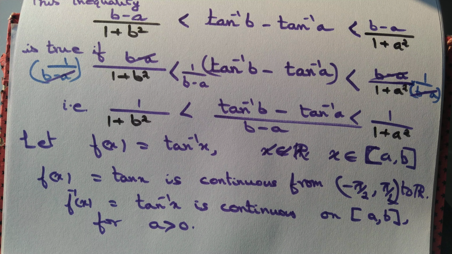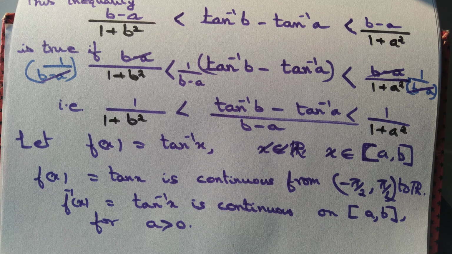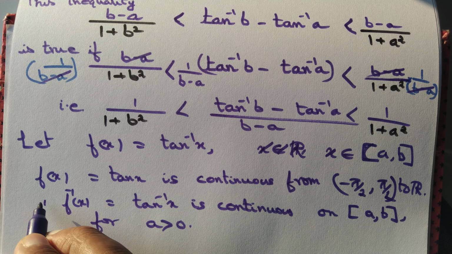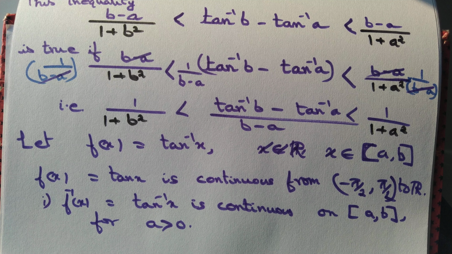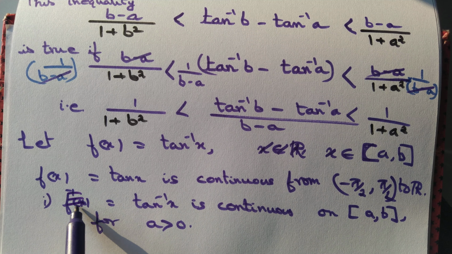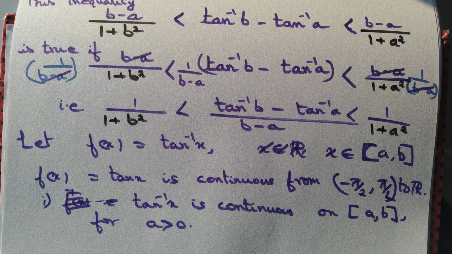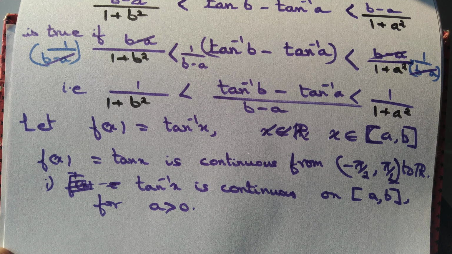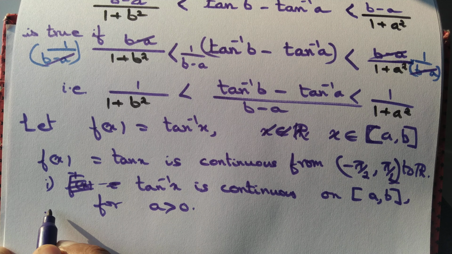So for applying Lagrange mean value theorem, we should make sure that the function is continuous, and we got the first point to be true. Tan inverse of x is continuous on the closed interval a comma b for a greater than 0. What about differentiability?